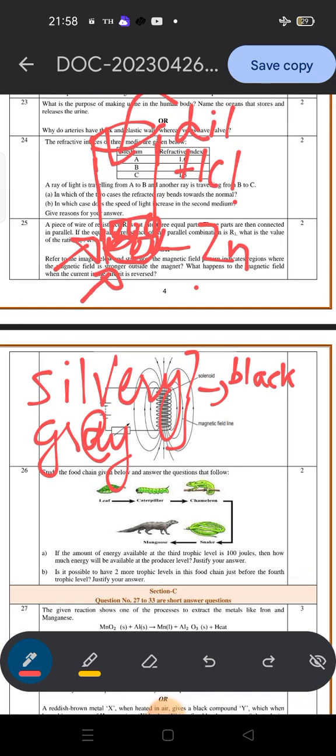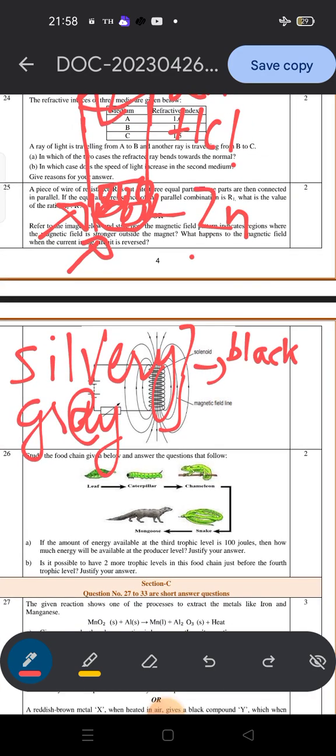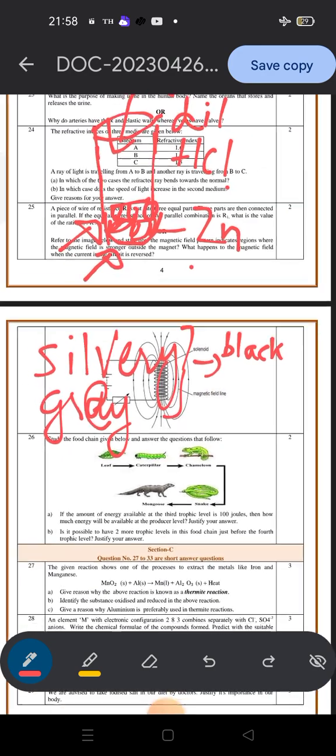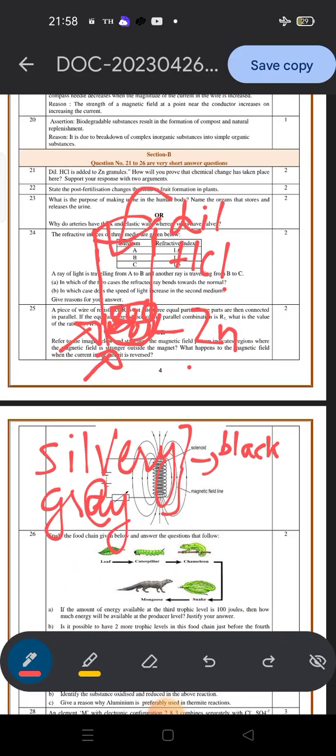The zinc granules, which are initially silvery gray, will turn black by the end of the chemical reaction. So all these three arguments will prove that there is a chemical change when dilute HCl is added to zinc granules. Out of the three, you can give any two and get two full marks.